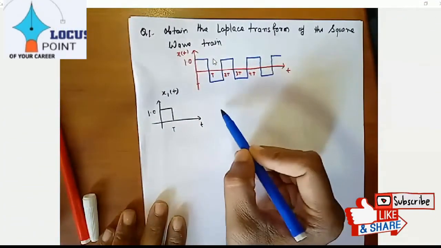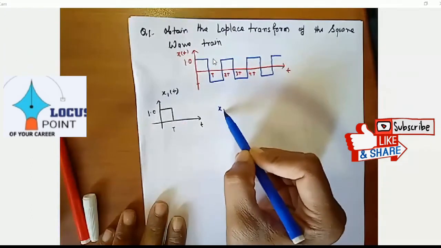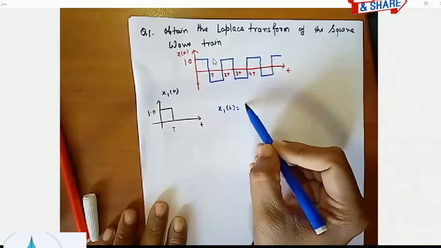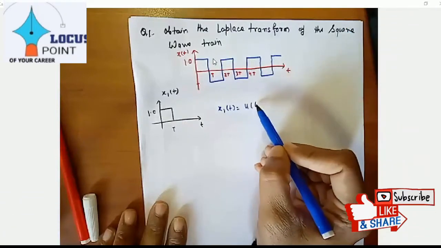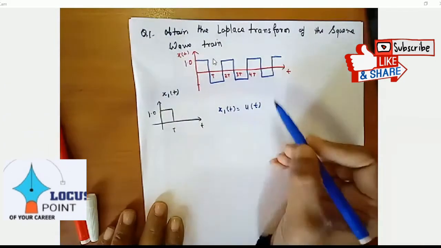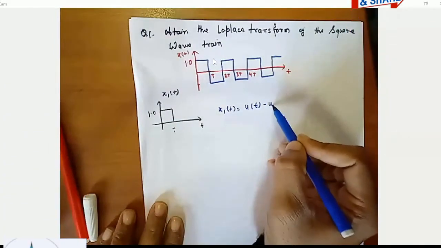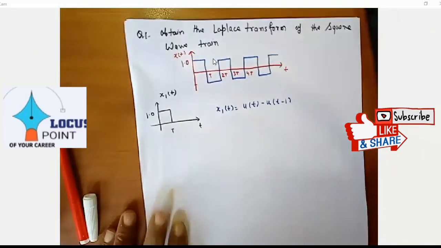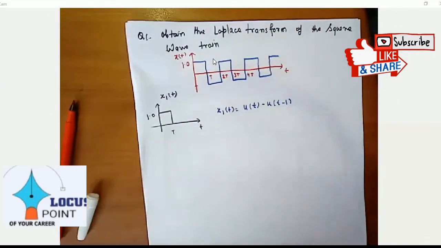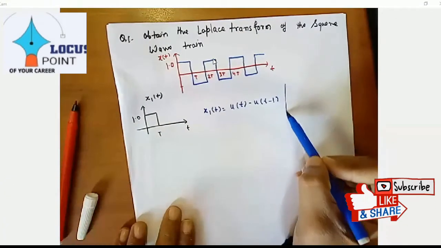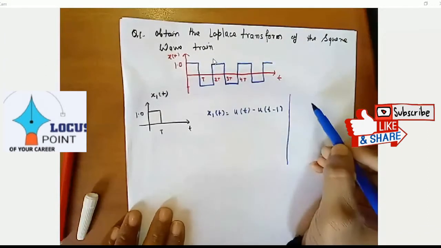For that, what will you do? This x1(t) can be written as u(t) minus u(t minus 1). Now the question is, how have I written this one? For that, a very small idea.